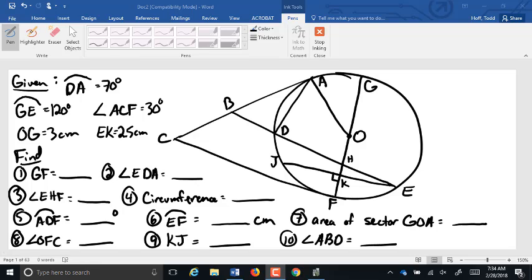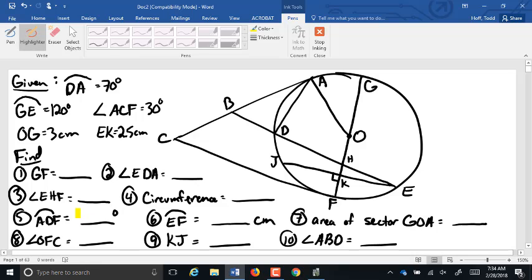One thing I should note on here as you're getting started, for number 5 here, that's in degrees, so I want the degrees of that arc. Here though, this is in centimeters, so I want the length of that arc, not just the degrees.